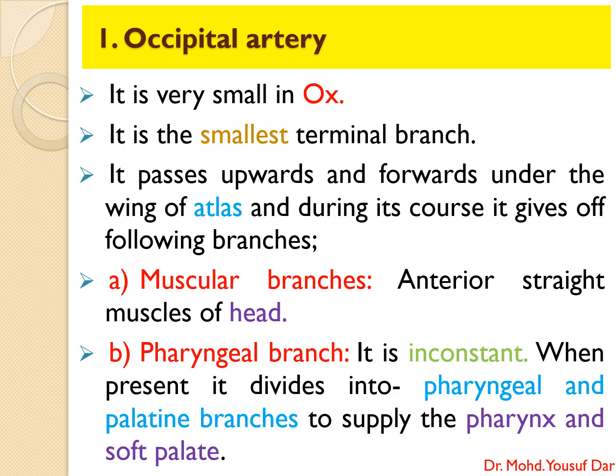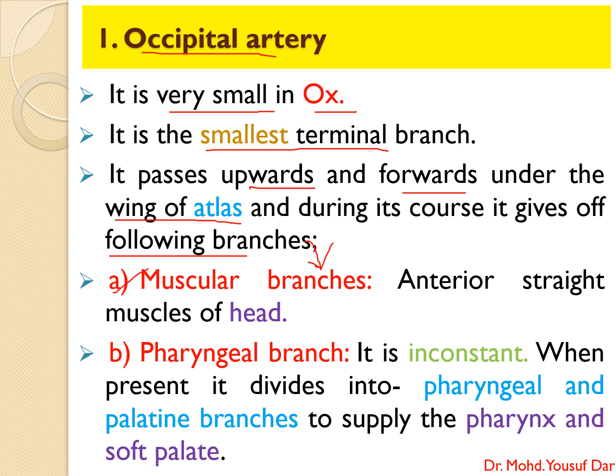Now the first terminal branch of the common carotid artery is the occipital artery. The occipital artery is very small in the ox, and it is the smallest terminal branch of the common carotid artery. It passes upwards and forwards under the wing of the atlas, and during its course it gives the following branches.